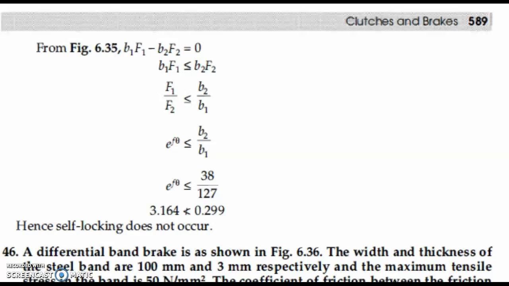Then we can check for the counterclockwise direction. For the counterclockwise direction, again B1 into F1 minus B2 into F2 is equal to 0, because the value of F is equal to 0. If we substitute, e raised to mu theta should be less than or equal to B2 by B1. What is the value of B2 by B1? B2 by B1 is equal to 0.299, while e raised to mu theta is equal to 3.164. It is not less than 0.299. So self-locking will not occur. That is our condition. Okay, thank you.